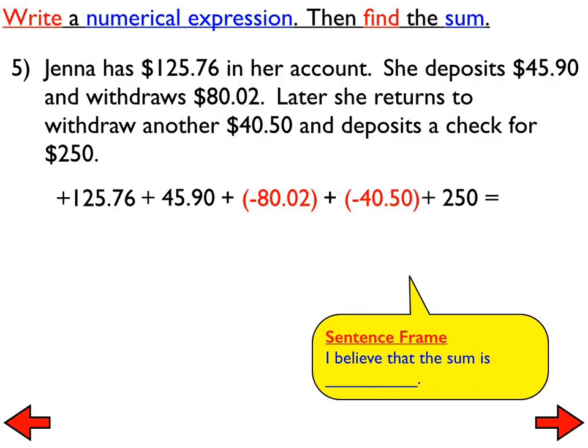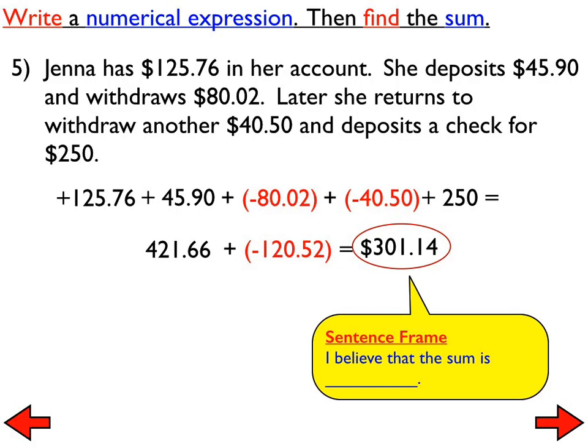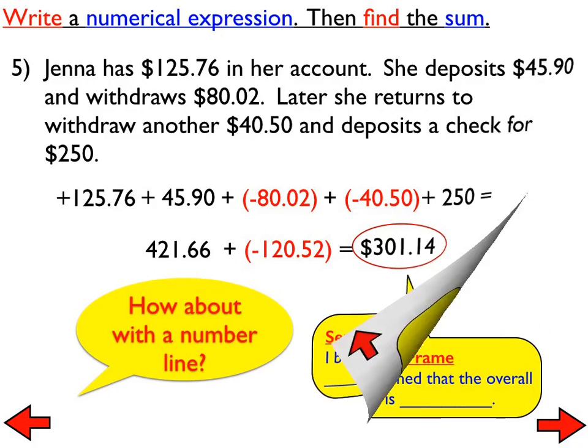So we gather all of our positives together, and when we do that, we would have 421.66 positives, and then we gather our negatives together. That's 120.52 negatives. Obviously, we have more positives than we do negatives, and we have, in fact, 301.14 more positives than we do negatives. So I believe that the sum is $301.14. And everybody try number 6, same type of problem.